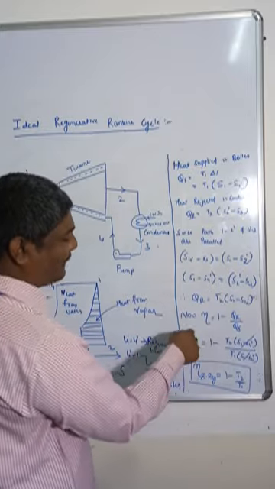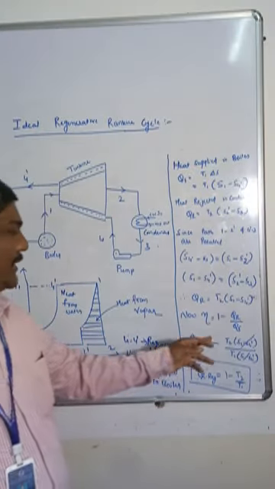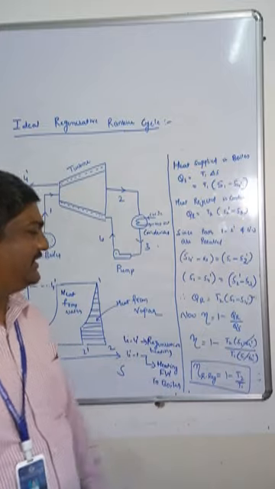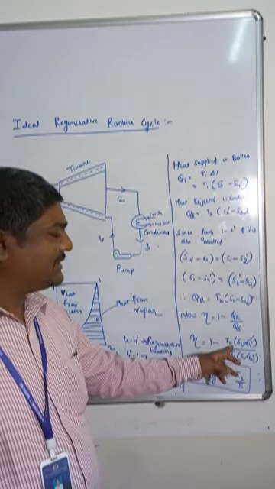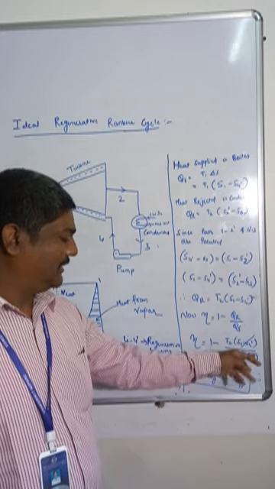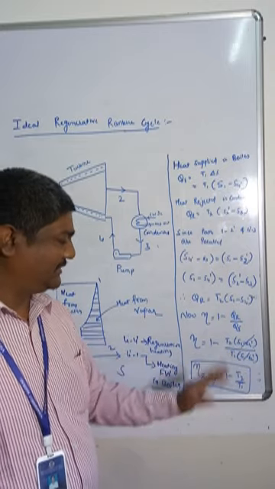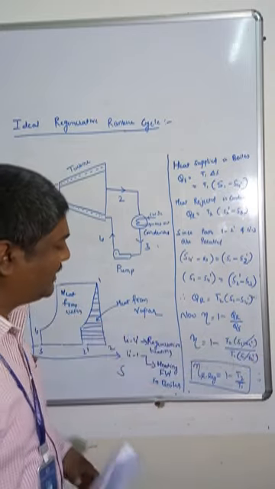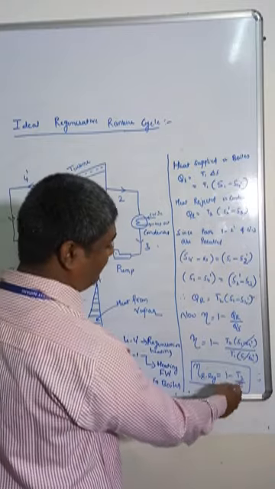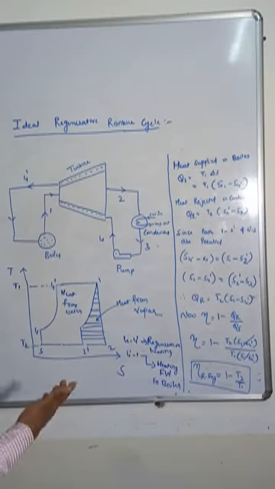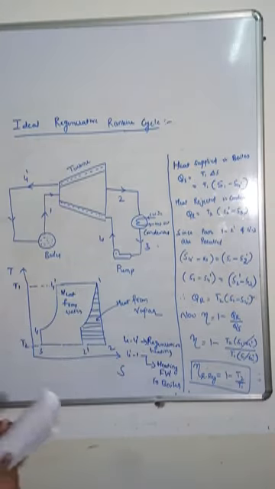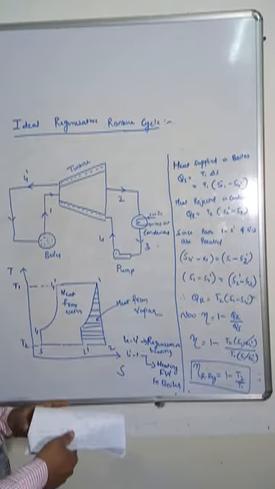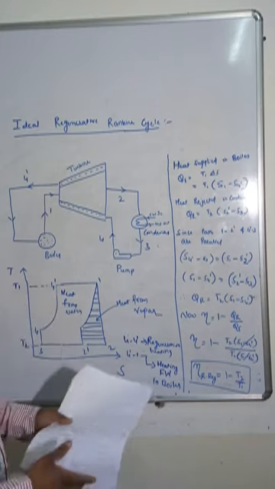Now if I substitute in this equation, we know that efficiency is equal to 1 minus QR by QS. So QR is T2 into this one, QS is T1 into this one. Both are equal, so they will get cancelled. So finally I got the equation: 1 minus T2 by T1. So this is the ideal regenerative cycle, but practically this is not possible.